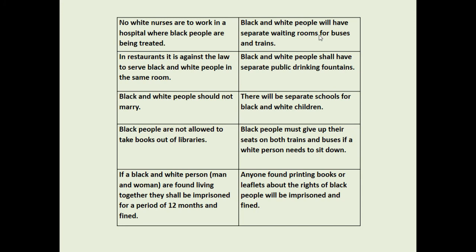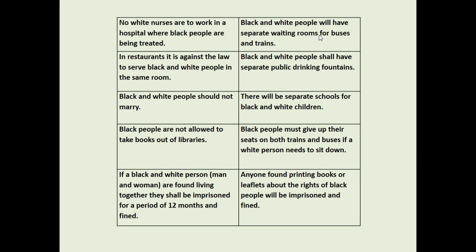Black and white people shall have separate public drinking fountains. Now, these ones are the ones that we have seen at the start. Okay, those photos that we analysed at the start. There will be separate schools for black and white children. So it says that black children are allowed to have an education, but they're just not allowed to be educated at the same place as white children.